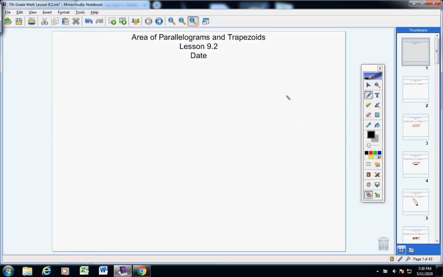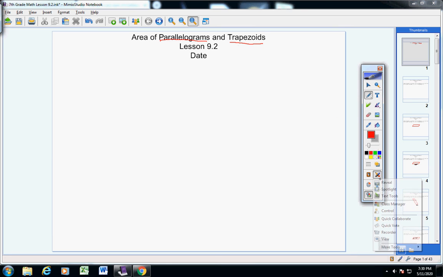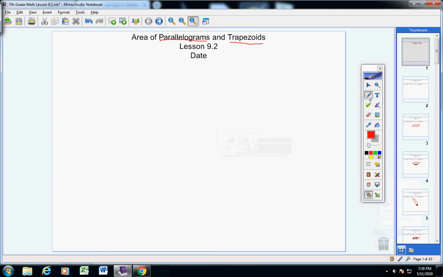Today we're going to move on ahead, and we're going to look at a couple of different topics here. We're going to learn today how to find the area of a parallelogram and how to find the area of a trapezoid. Students, the lesson number is 9.2. Be sure and put that in your notes, and be sure and put today's date, which is the 12th.